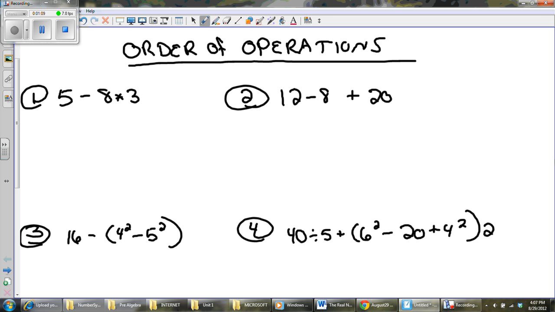And here we go. I know the order of operations tells me to do multiplication before doing subtraction. So I'm just going to bring down this 5 and the negative, and I'm going to multiply 8 times 3 to get 24. And now I'm going to do 5 minus 24. And as we talked about in class today, remember, if you know what 24 minus 5 is, 19, well then 5 minus 24 is simply just negative 19.